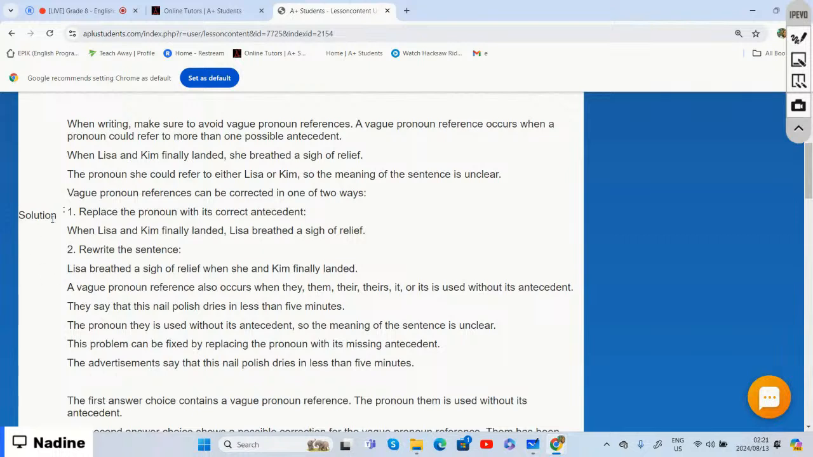And we said that in order for us to correct our vague pronoun reference, we can replace the pronoun with its correct antecedent. For example, by saying, when Lisa and Kim finally landed, Lisa breathed a sigh of relief, or Kim breathed a sigh of relief. It depends on who or what you are referring to.